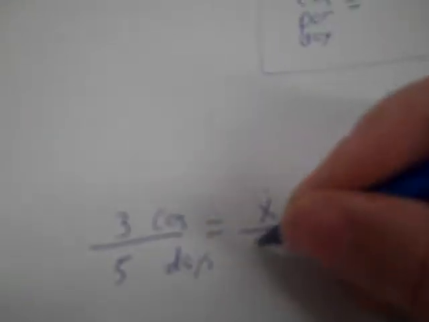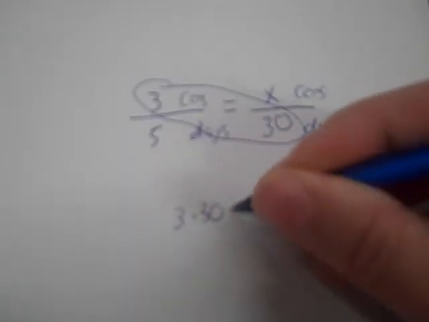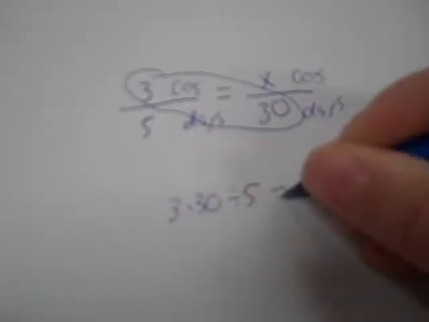And cans is what I'm trying to figure out, so that's X. And I know one of the ratios is 5 days and 3 cans, so 5, 3. He's going to go away for 30 days, so I'm going to put 30 in for days. Then I just cross multiply and divide. I multiply 3 times 30, and then I divide that product by 5, and I get 18. So 18 cans.